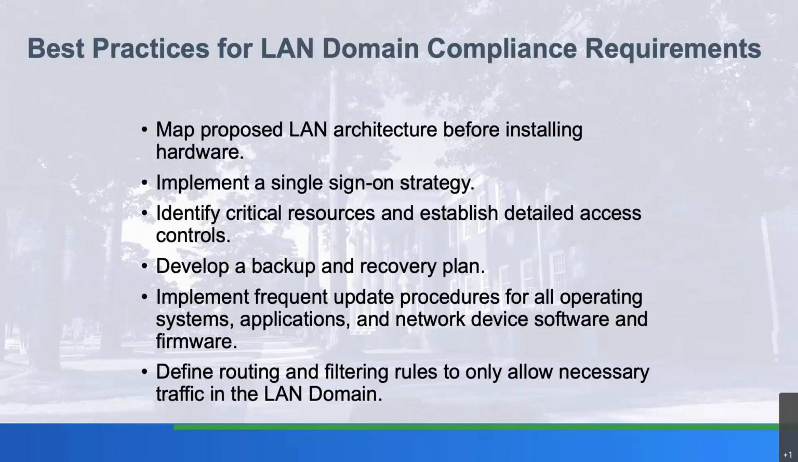Identify critical resources and establish detailed access controls. So this is part of the threat analysis. We're going to figure out what our business critical resources are, and then we're going to establish some kind of access control system to control who can get to it. Make sure you have a backup and recovery plan. Make sure that we're doing updates for all of our systems and patching. Remember, we have controls that we can use to test the patches also before they're put in production.